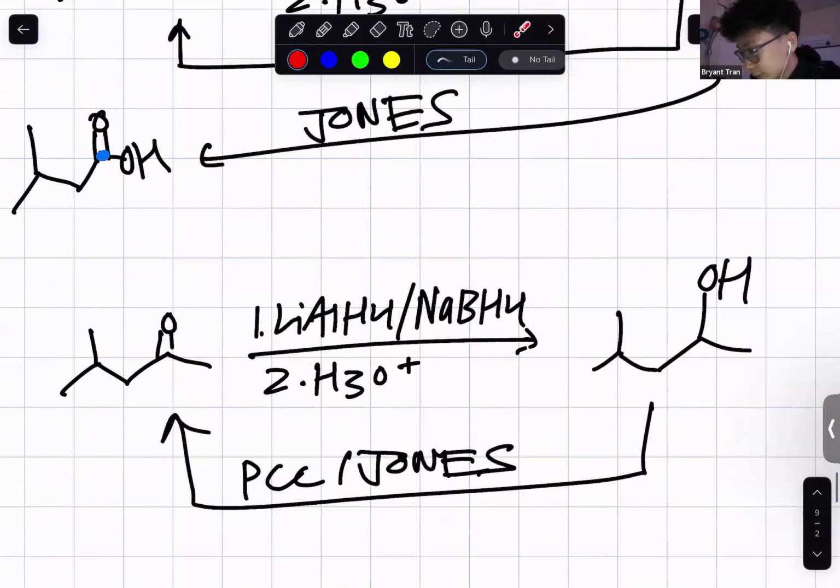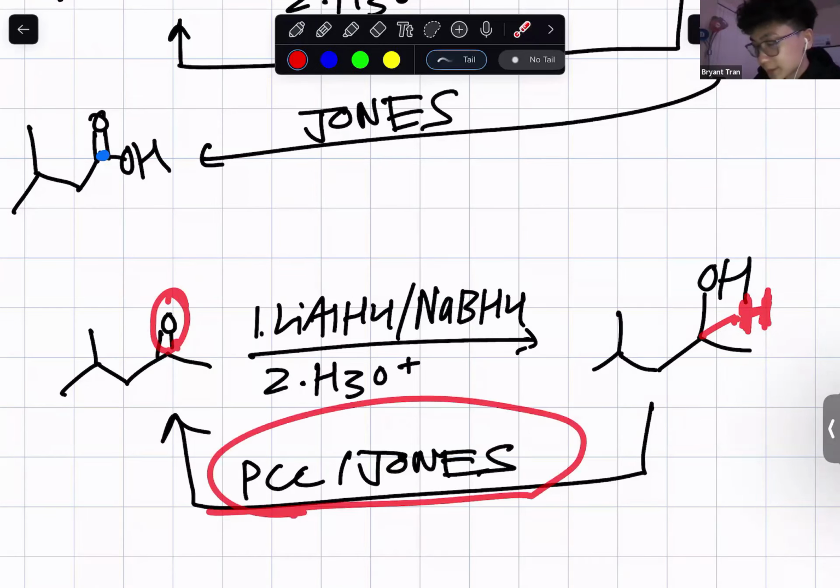Now, the reason why the secondary alcohol does not matter is because we only have one hydrogen to substitute, and then we can only get to that carbonyl. So that's why we can use PCC or Jones.